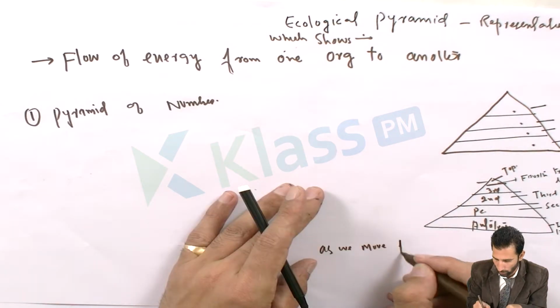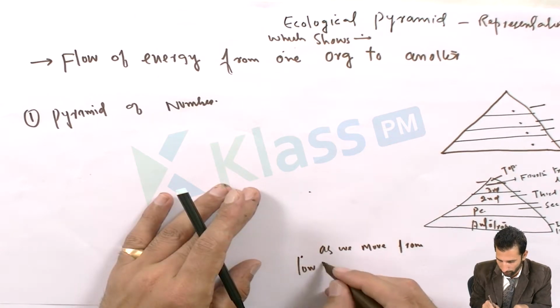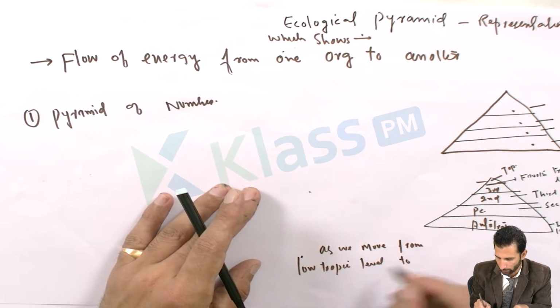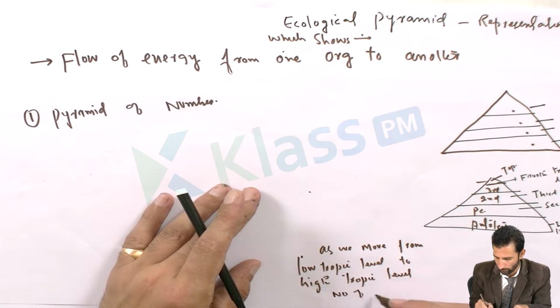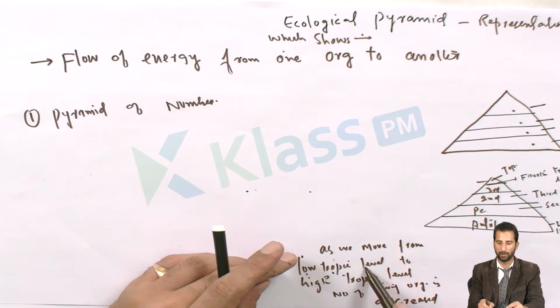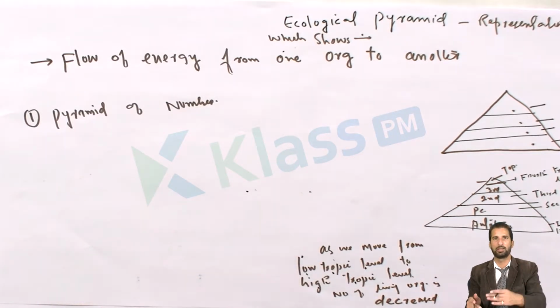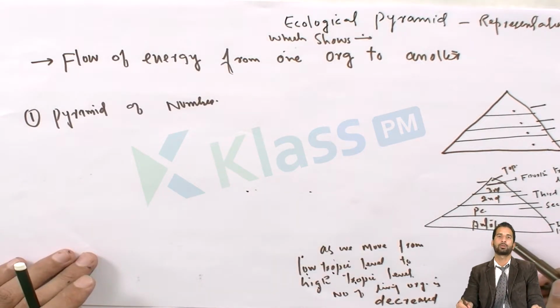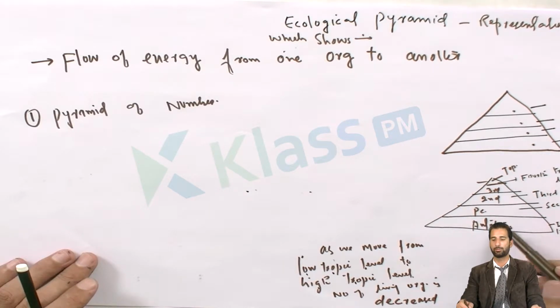As we move from low trophic level to high trophic level, the number of living organisms is decreased. So this is the sentence. As we move from low trophic level to high trophic level, the number of living organisms decreases at successive trophic levels. So the number of autotrophs, the producers, would be high, and the number of primary consumers would be less compared to autotrophs.